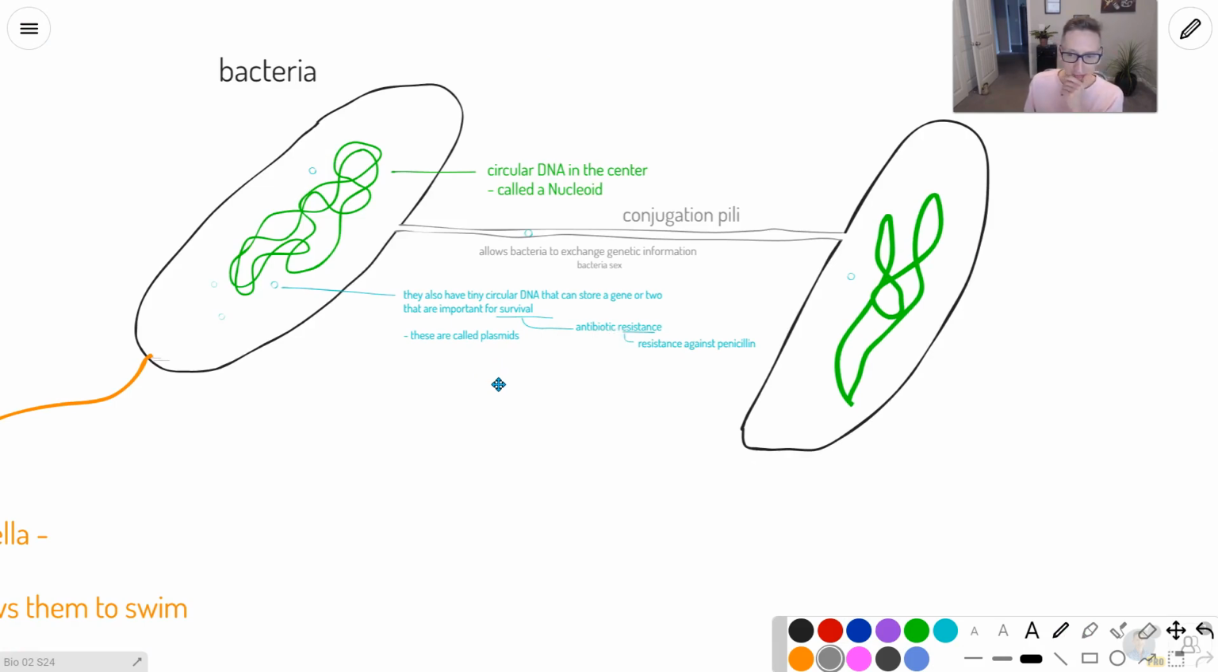That's pretty nifty. So, you know, this bacteria can help out its buddies.